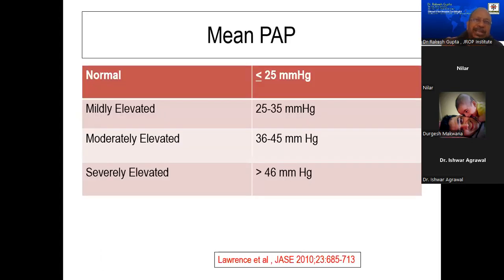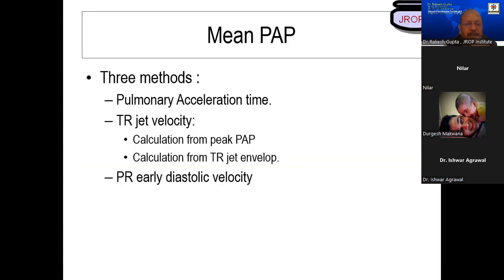Now we move on to mean pulmonary artery pressure. Mean pulmonary artery pressure, as we said, was earlier less than 40, now less than 25 is considered normal. Anything up to 35 is considered mild, 35 to 45 is considered moderate, and more than 46 is considered severe pulmonary artery hypertension. There are three methods of looking at it. One is acceleration time, second is TR jet velocity, and third is the PR early diastolic velocity.